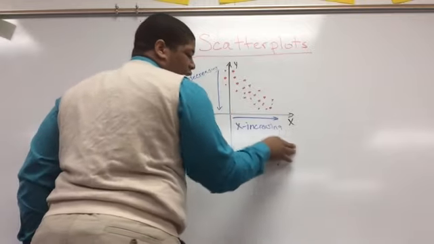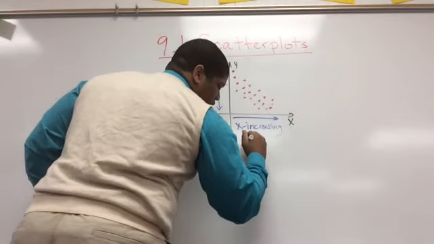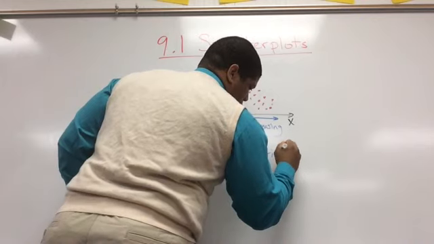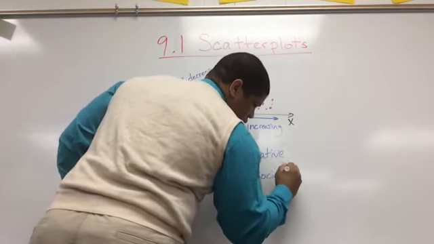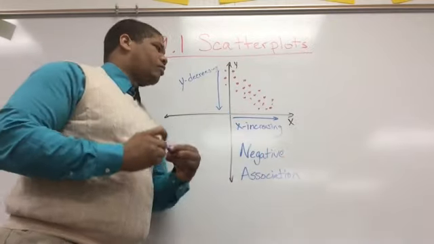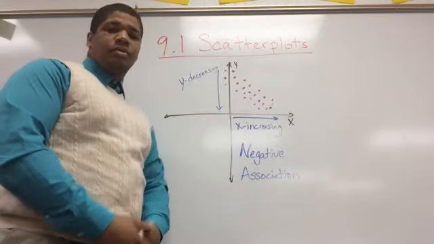And so if our x is increasing and our y is decreasing, that means that we have a negative association. As x increases, y decreases.